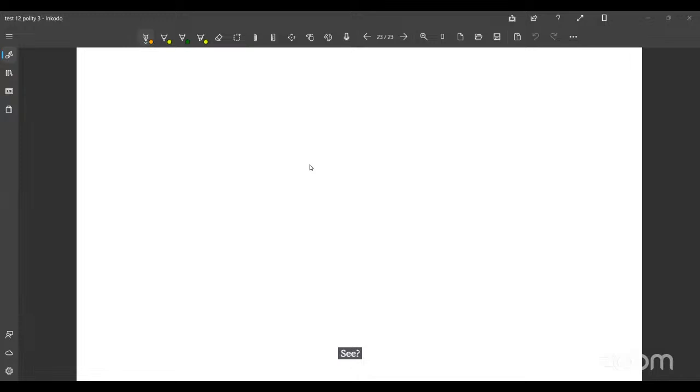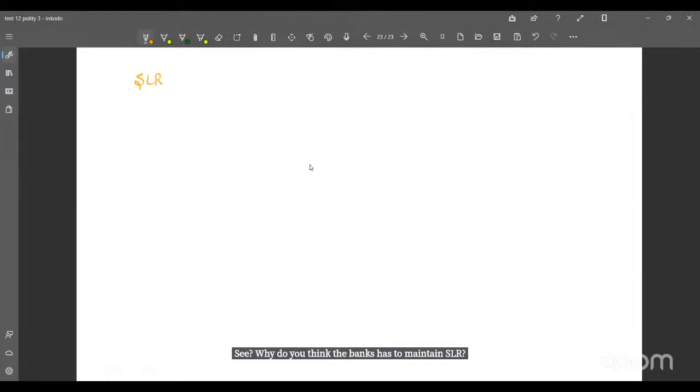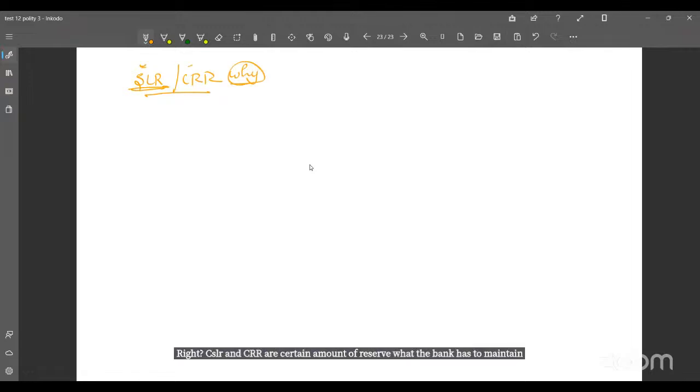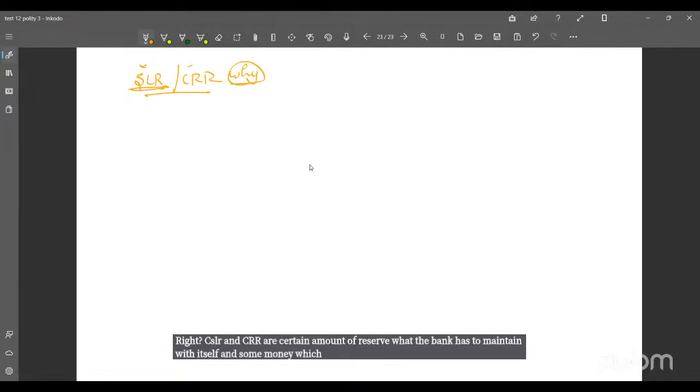See, why do you think the banks have to maintain SLR, statutory liquidity ratio, and CRR? Why? See, SLR and CRR are a certain amount of reserve that the bank has to maintain with itself, and some money which it has to maintain with RBI in the form of cash.